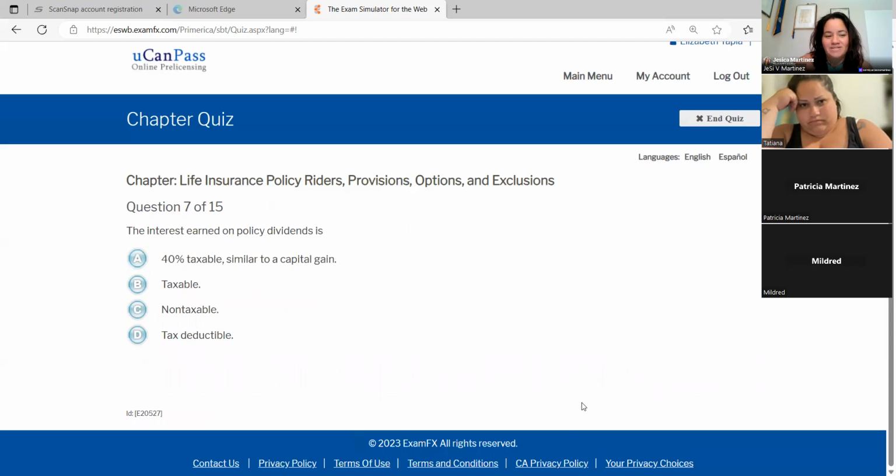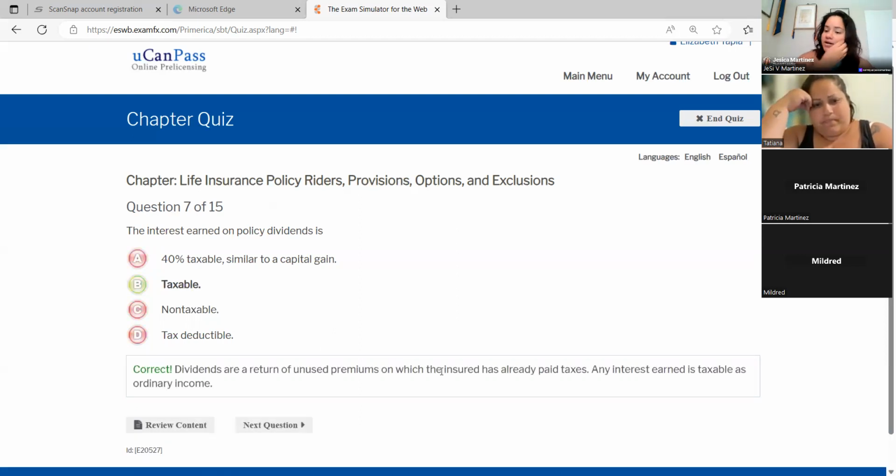The interest earned on policy dividends is A, 40% taxable, similar to capital gain, B, taxable, C, non-taxable, D, tax deductible. And it's C, non-taxable? No, the interest is always taxable. Yes, so the dividend is non-taxable, but any interest earned on it is taxable.